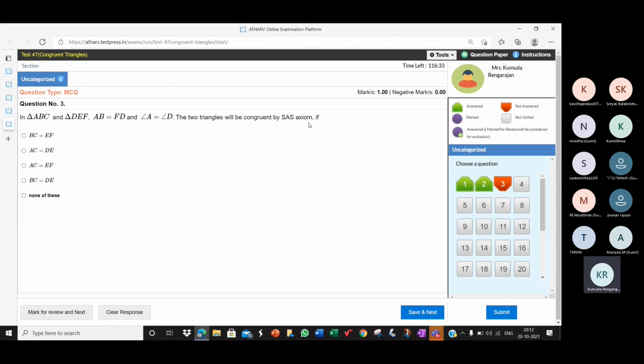Please draw two triangles, call them ABC and DEF. AB is equal to DF, mark it. Angle A is equal to angle D. See, all of us should give the same correct answer.